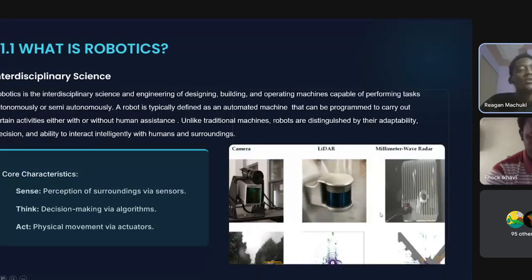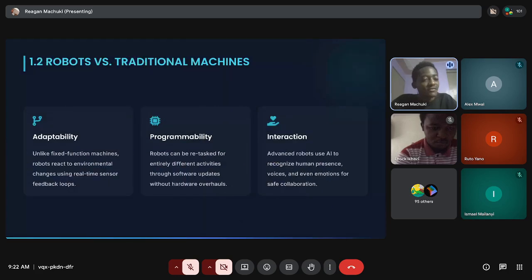And then we have robots versus traditional machines. In adaptability, unlike fixed function machines, robots react to environmental changes using real-time sensor feedback loops. In programmability, robots can be reprogrammed for entirely different activities through software updates. Robots can be programmed through different languages like Python, so that they are programmed to do certain commands. And then there's interaction. Advanced robots use AI to recognize human presence, voices, and even emotion for safe collaboration.